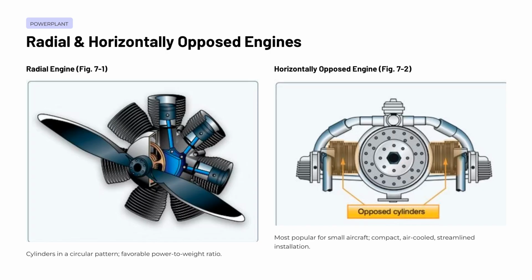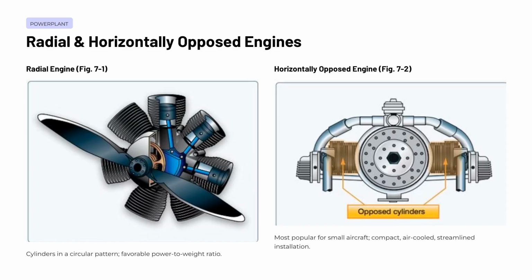Reciprocating aircraft engines come in several configurations, and 2 of the most historically and practically significant are the radial and the horizontally opposed designs. The radial engine arranges its cylinders in a circular pattern around a central crankshaft. This design provides an excellent power-to-weight ratio, making it well-suited for larger, high-performance aircraft, and it was widely used in both military and commercial aviation throughout much of the 20th century.